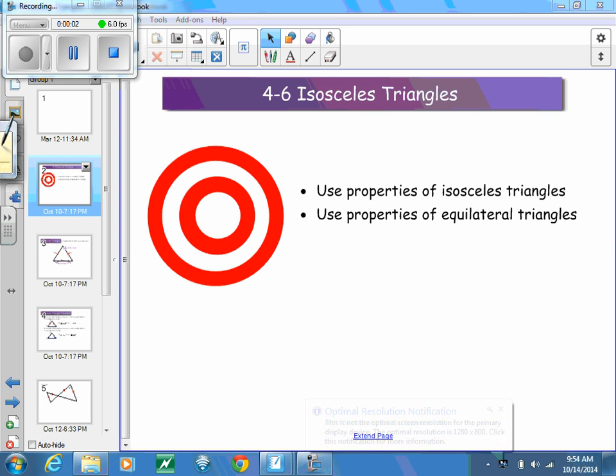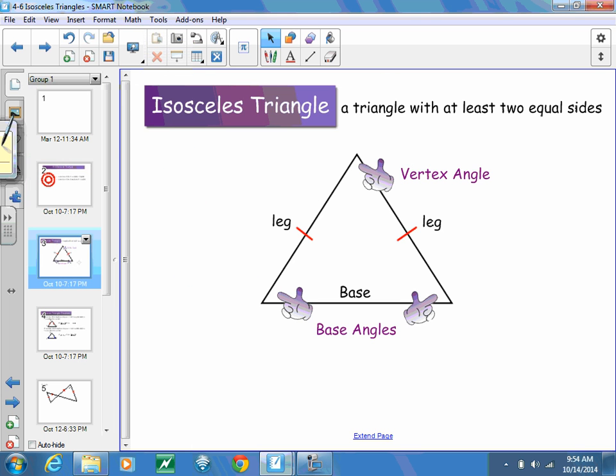All right, now that we've been spending this entire chapter working with triangles, we started out with classifying triangles as isosceles, scalene, and equilateral, and we're going to now take a look at the properties of both isosceles and equilateral triangles. So first of all, just a reminder of what the definition of an isosceles triangle is.